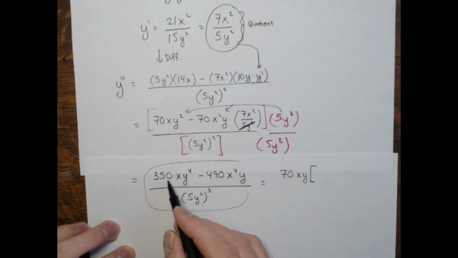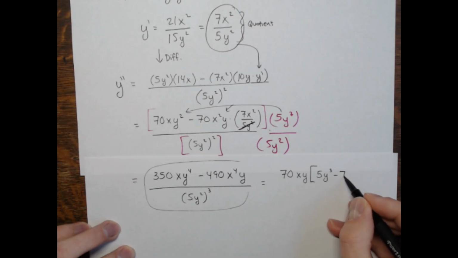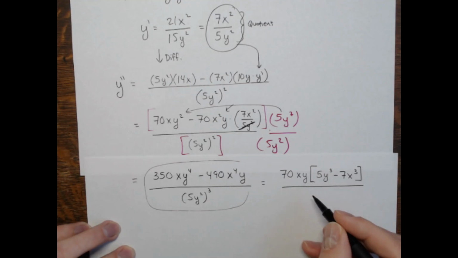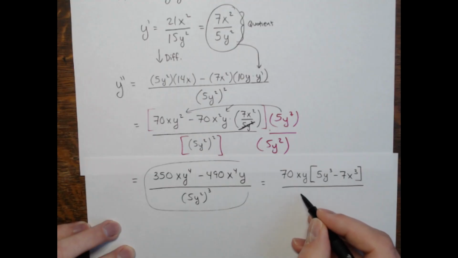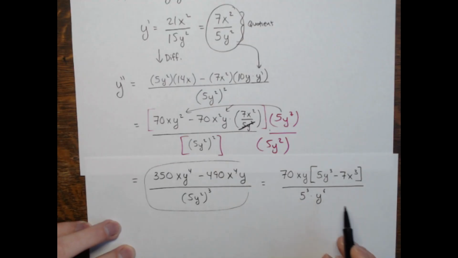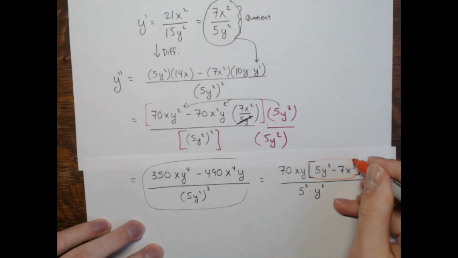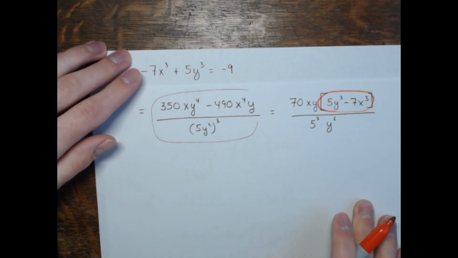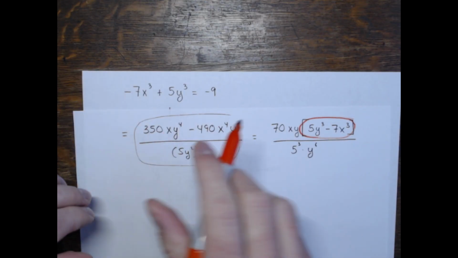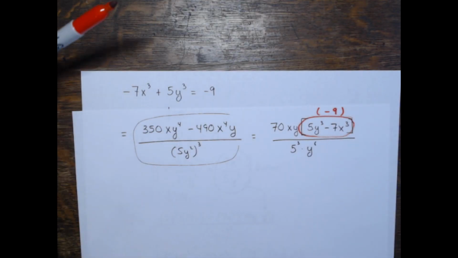And if I remove 70xy, you'll have 5y cubed in the first term, and then minus 7x cubed in the second term, and then, divided by, and I'm going to write this down here as 5 cubed times y to the sixth, right, when I cube that. And then this expression here, 5y cubed minus 7x cubed, for this particular equation, that's negative 9, right? This in the box here, in the brackets here, there's the left side. So this is negative 9.